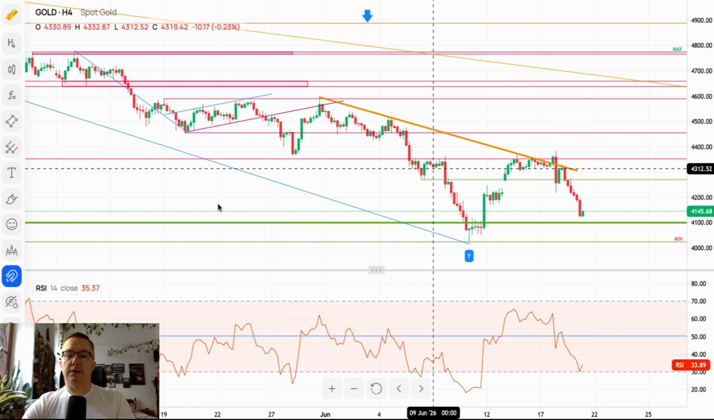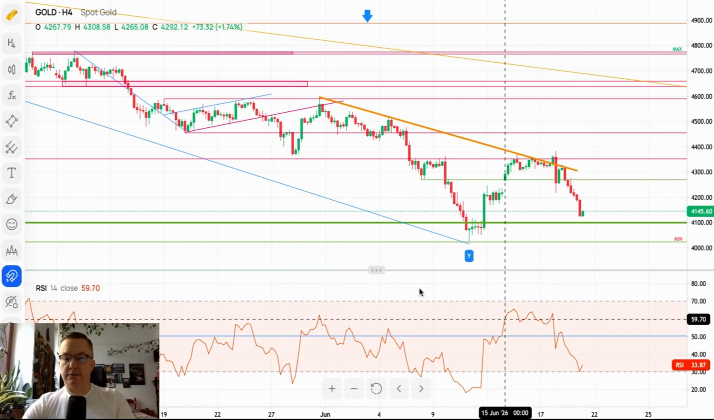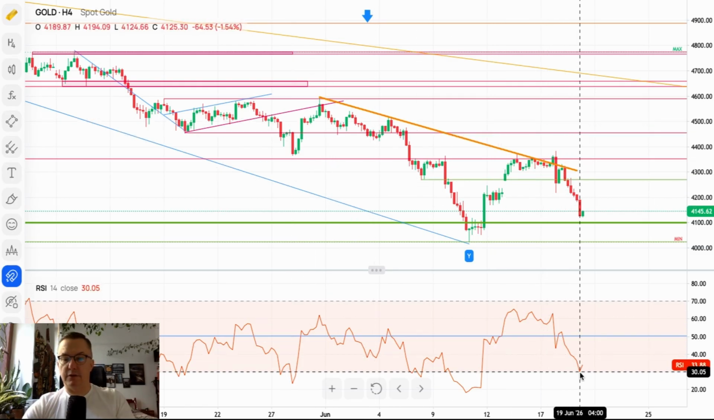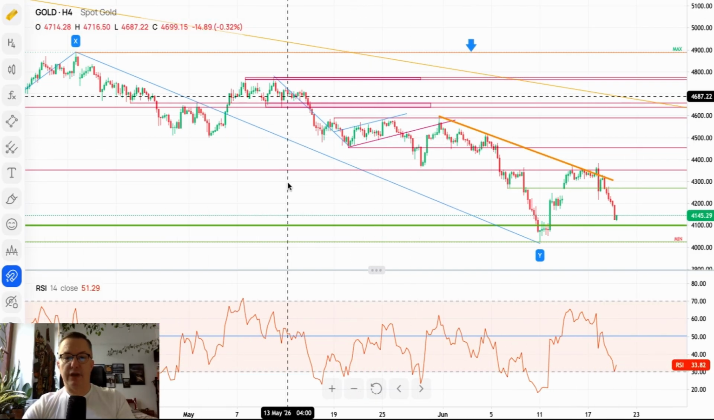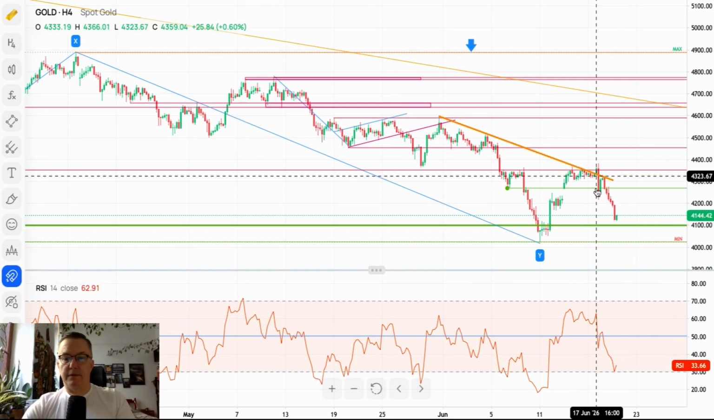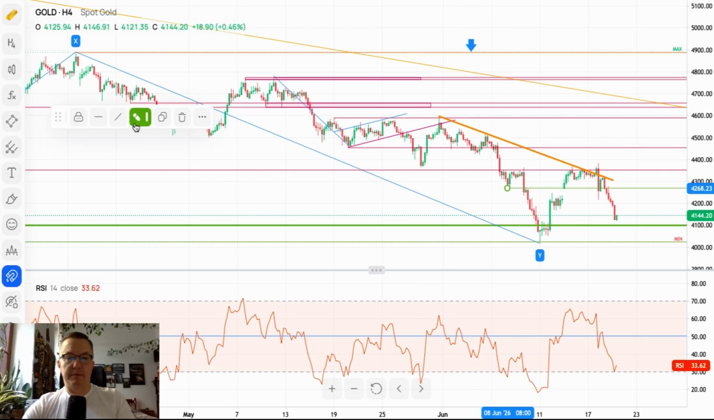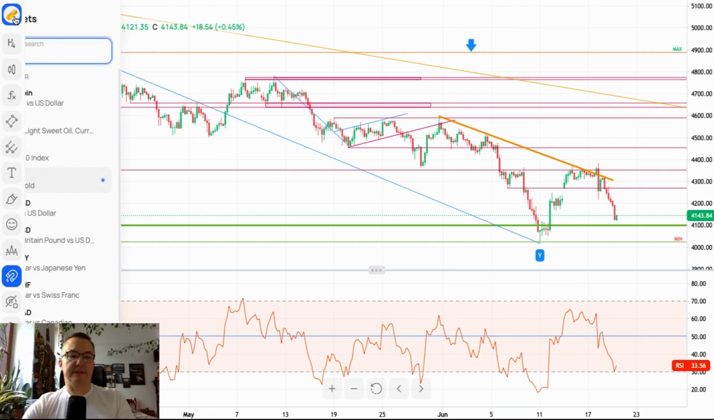Nothing changed here. We just hit extremely oversold conditions, so there is no chance for the bulls for now. Nevertheless, some kind of a pullback to the upside might happen. 4,268 is now technical resistance.